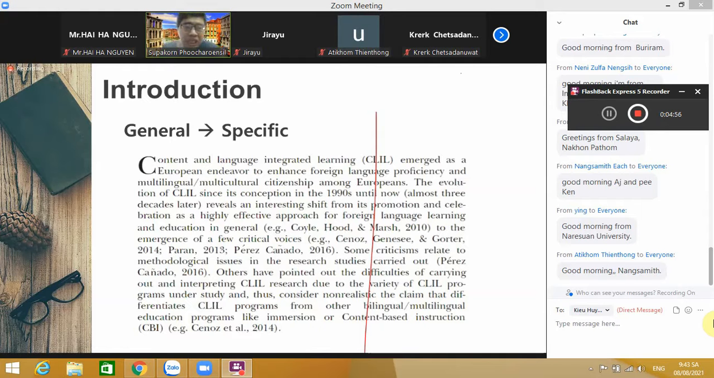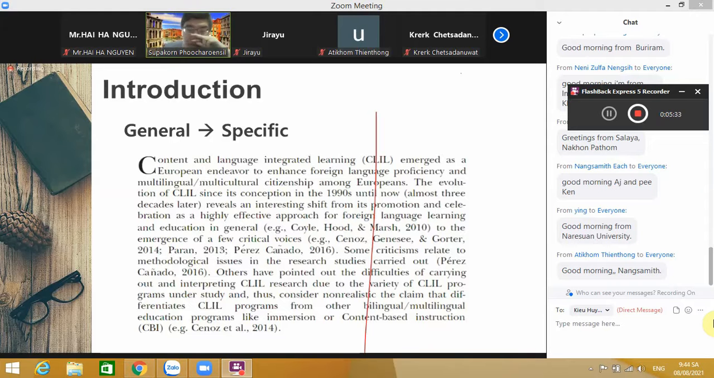So that's why it's advisable that writers start from something that's general to something that's specific, right? Content and language integrated learning, or CLIL, emerged as a European endeavor to enhance foreign language proficiency and multilingual, multicultural citizenship among Europeans. So now you are in the introduction part. And please bear in mind that the introduction doesn't have to be very long, right? It is going to be like some small paragraphs that introduce your readers to the topic of your research.